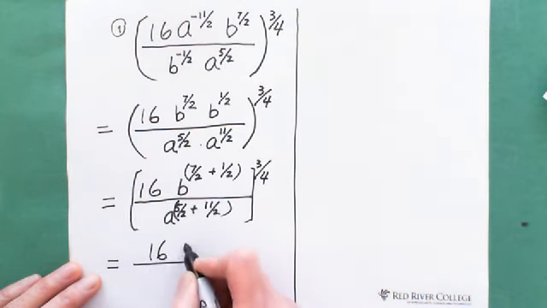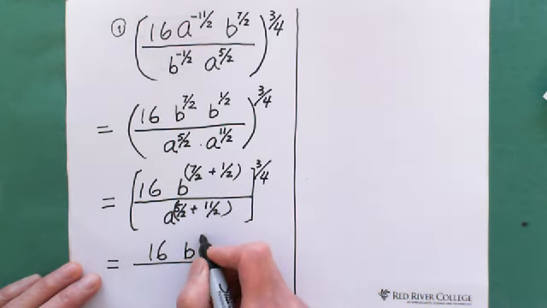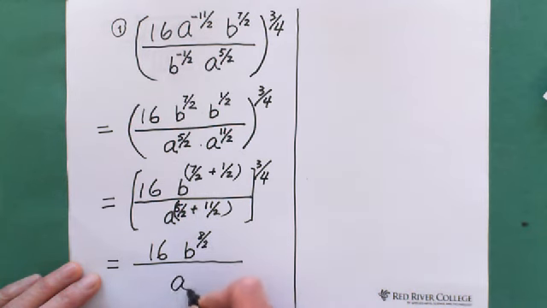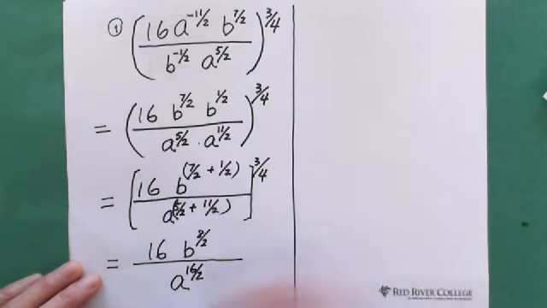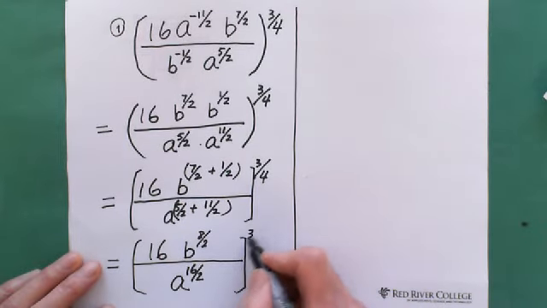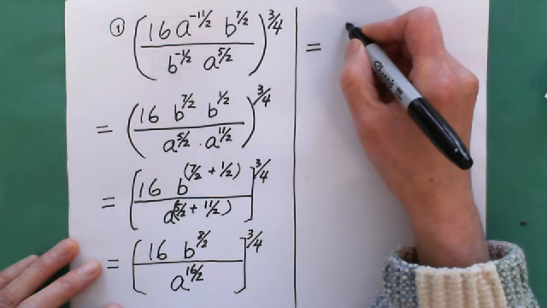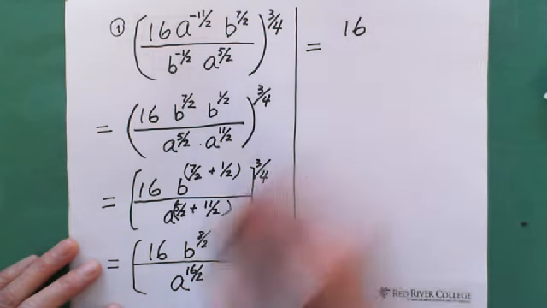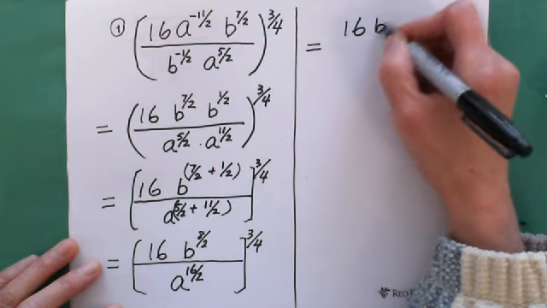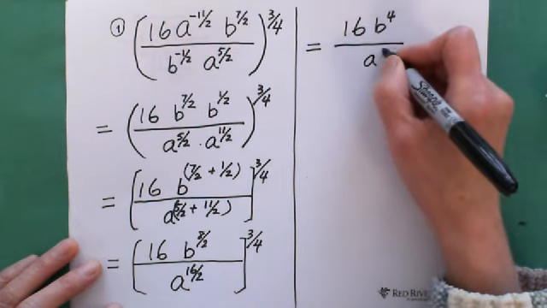16 times b, 7 over 2 plus 1 over 2 is 8 over 2. And the bottom a is 5 over 2 plus 11 over 2, which is 16 over 2. And keep the exponent 3 over 4. Next step, we see 16 keep the same. The 8 over 2 is b to the 4 exponent, right? And 16 over 2 is a to the 8 exponent.